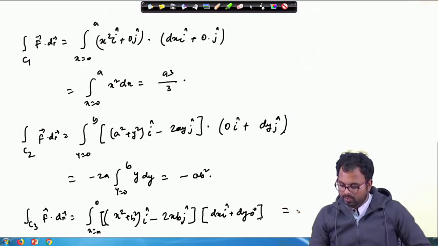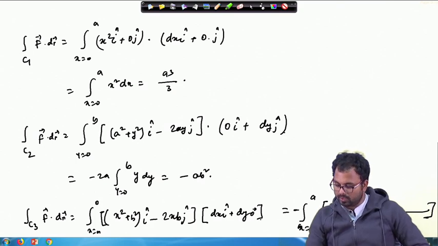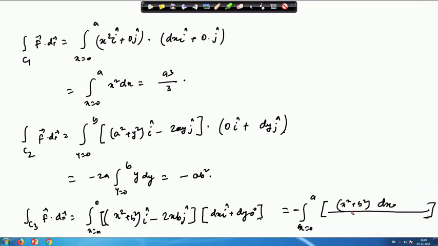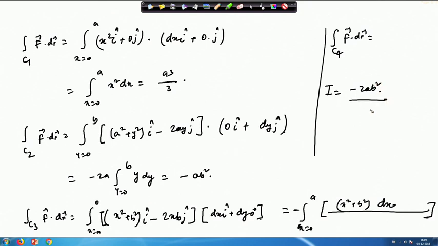Or what we can do is, we first change the formula. So this will be x running from 0 to a, and then we write the entire dot product. When we take the dot product, this will be x square plus b square times dx, because i will be gone. Now we integrate this x square plus b square from 0 to a, and similarly we integrate the function along the curve C 4, and then we sum them, and ultimately we will obtain the answer. The answer I, let us say, is equal to minus 2 a b square, and this is the required answer.